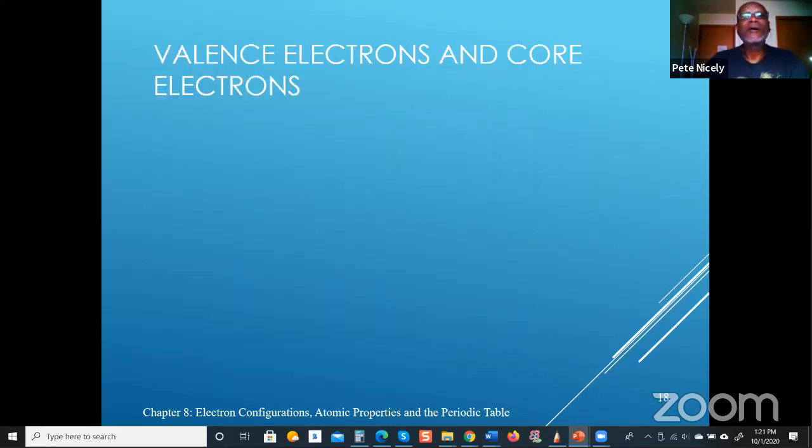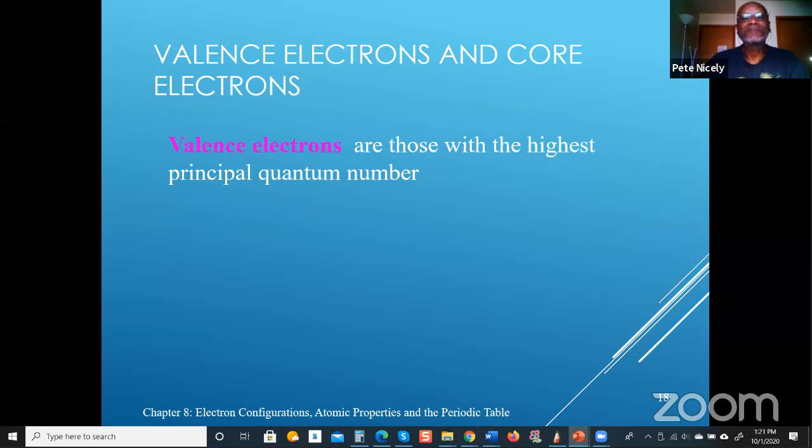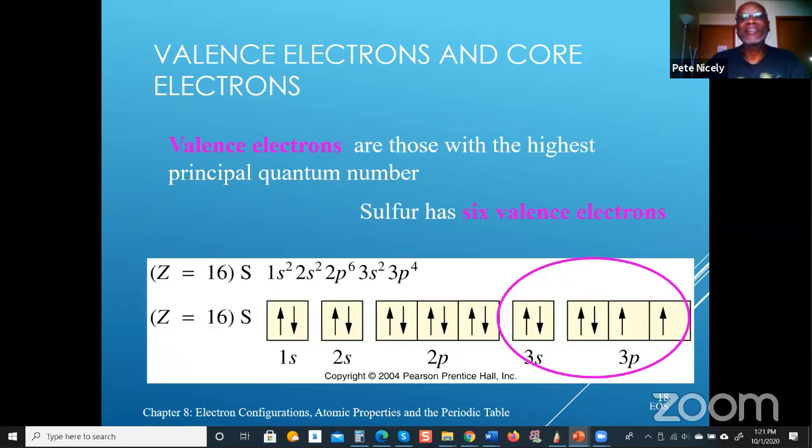Okay, so now I think we're going to get into something kind of like what you were talking about with respect to fluorine, the question that you asked. We know what the valence electrons are, right? The valence electrons we just defined. These are the electrons that occupy the highest energy shell, right?